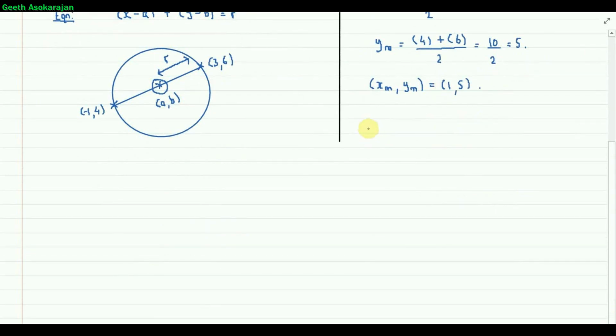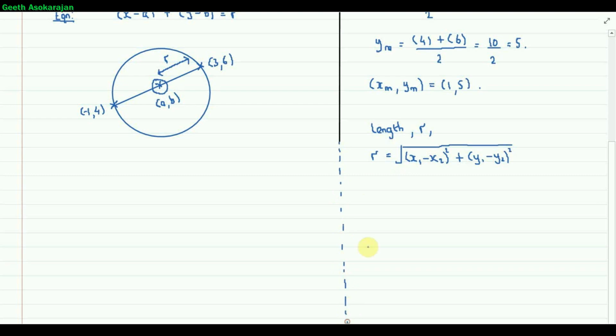So remember the length formula. In order to work out r, the length, and I've named that r, that's going to give us the radius. So in this case r is going to be the square root, and the length formula goes like this: x1 minus x2 squared plus y1 minus y2 squared. So let me denote the points for this formula.